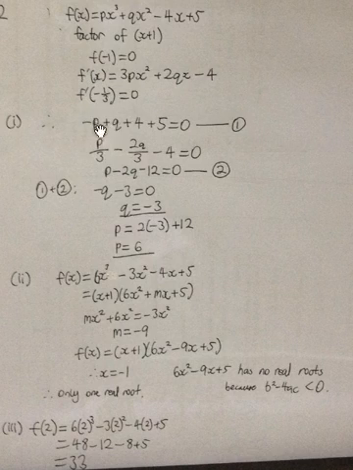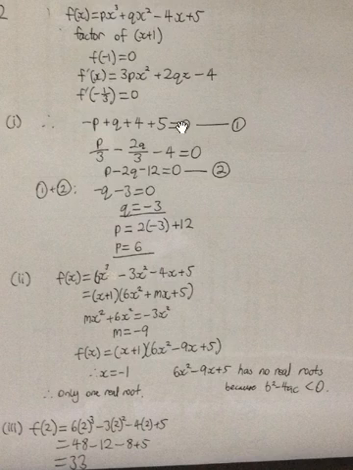First one, minus p plus q plus 4 plus 5 equals 0. That is when we substitute negative 1 into f(x). Next, p over 3 minus 2q over 3 minus 4 equals 0. We get this by substituting negative 1/3 into the derivative of f(x).